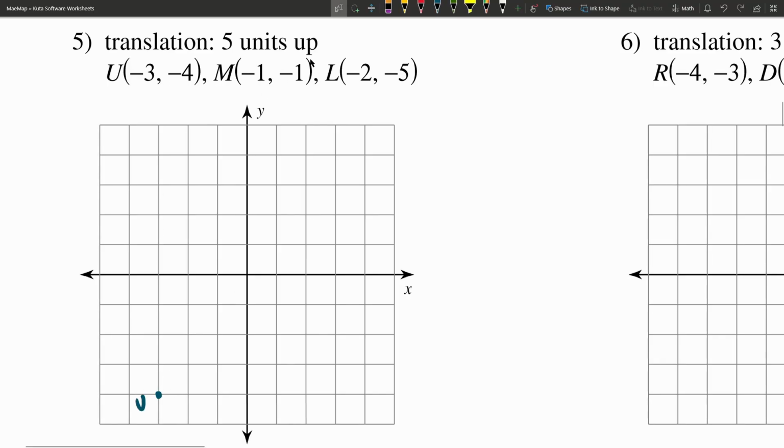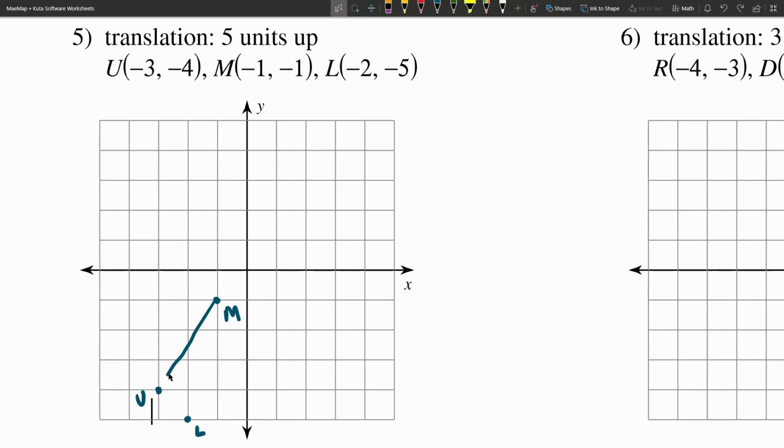Now, graphing M at (-1, -1), starting at my center point, -1 in the x is here, and -1 in the y, once I shift it down, will be here. So here is my point M, and then lastly, L is (-2, -5). So 2 to the left of my center point (0, 0), and then 5 down, 1, 2, 3, 4, 5. Here is (-2, -5), or my point L. Now connecting each vertex to the others, U connected to M connected to L, and then U connected to L.